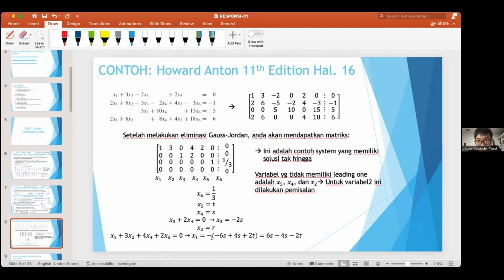Okay, so this is an example from the book. I'm pretty sure this is the book that you guys use, the one by Howard Anton. If you want, I can upload the PDF after this. Okay.